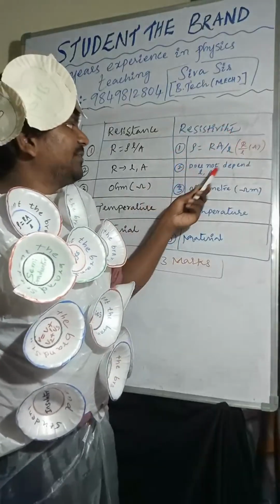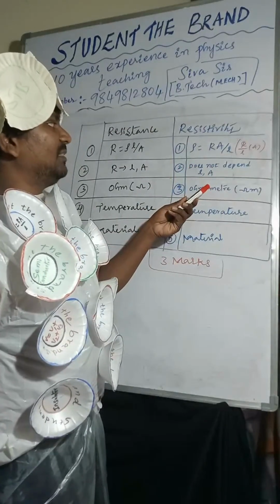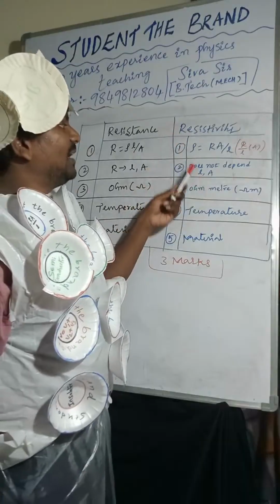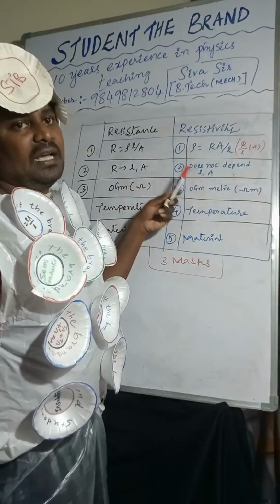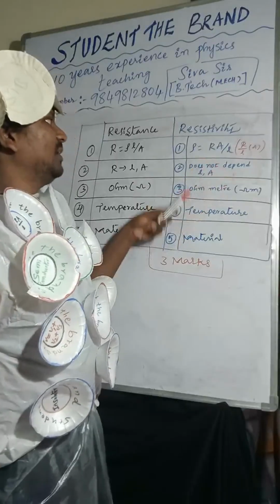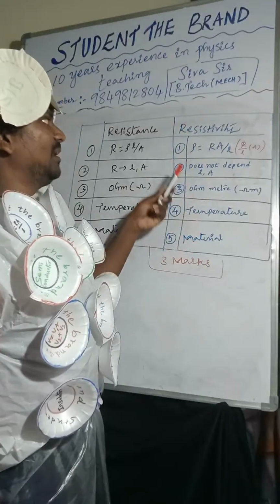So resistivity does not depend on length and area. The SI unit of resistivity is ohm meter. Resistivity depends on temperature, and it depends on the material of the conductor.